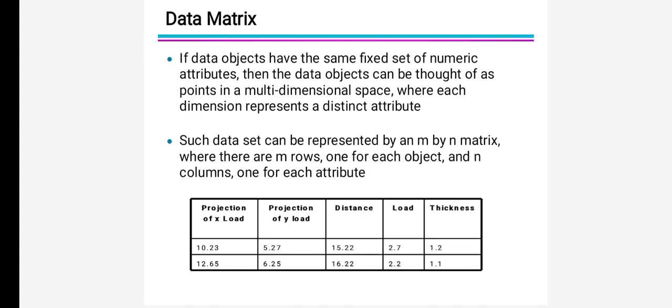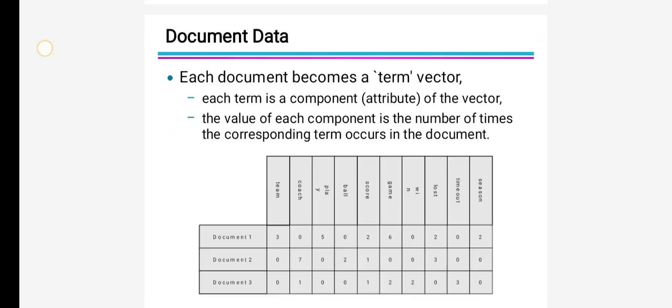Data matrix: if data objects have the same fixed set of numeric attributes, then the data objects can be thought of as points in a multidimensional space, where each dimension represents a distinct attribute. Such a data set can be represented by an M by N matrix, where there are M rows, one for each object, and N columns, one for each attribute. In document data, each document becomes a term vector. Each term is a component, or attribute, of the vector. The value of each component is the number of times the corresponding term occurs in the document.